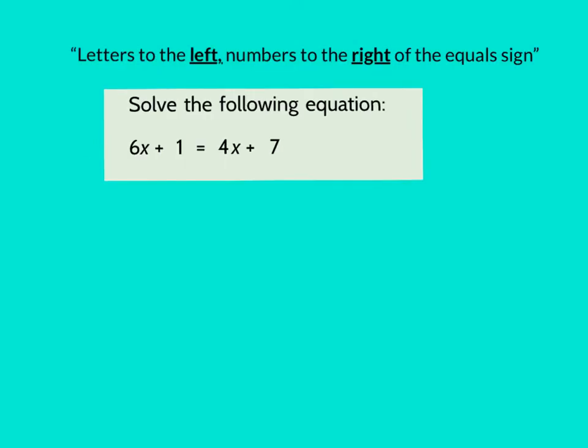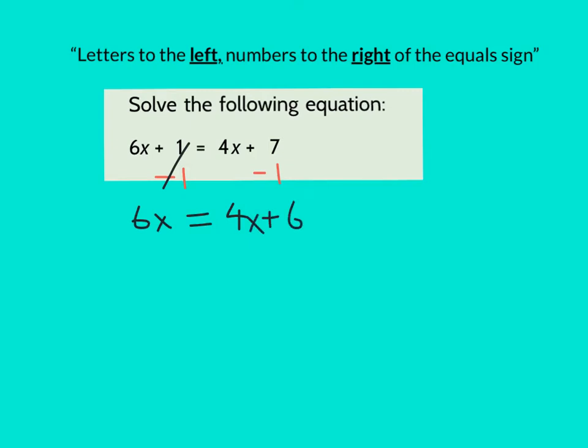So keeping that rule in mind and thinking about the rules that we've learned before, we know that we want to get rid of this plus 1 on this side. And in order to do that, I have to subtract 1. And if I do it to one side, I must do it to the other. So I have to subtract 1 here. Okay? If I rewrite that, then I get 6x. These cancel. And I get 4x plus 7 minus 1 gives me plus 6.